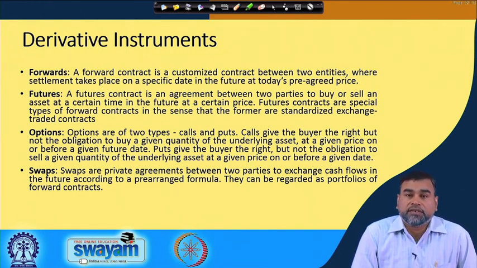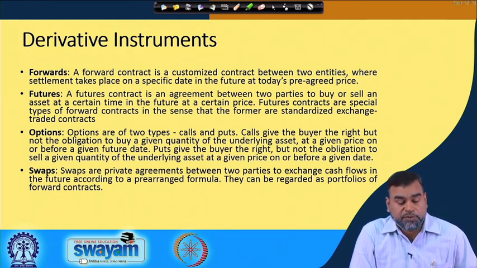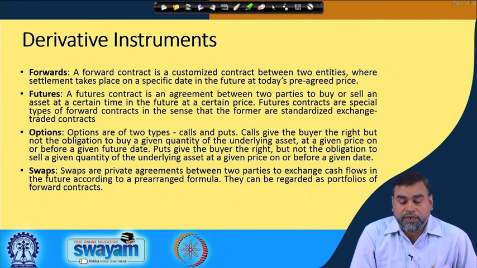A forward contract is basically customized. It is a contract between the two entities. Just now I was explaining one example about the potato. This can be a forward contract, which is customized. It is a customized contract between the two entities, where the settlement takes place on a specific date in the future at today's pre-agreed price.